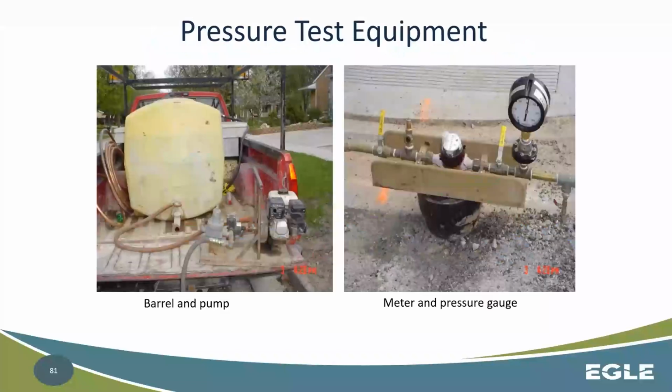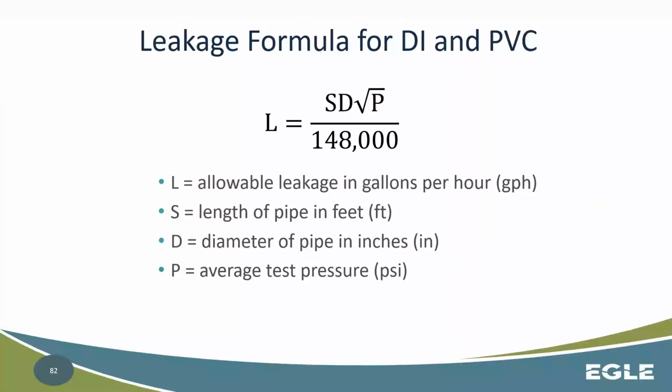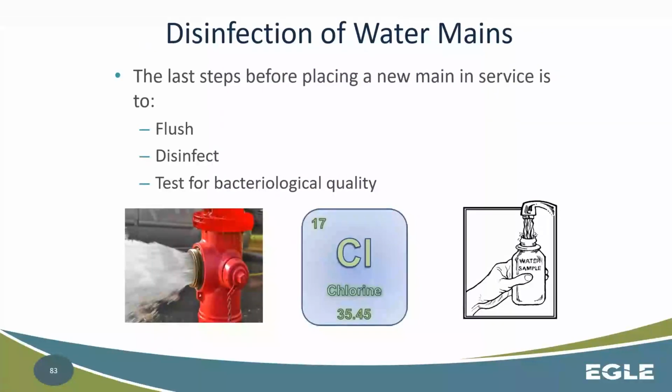Okay. This is just a real life example of that. So you have your tank here. It doesn't look to be calibrated to any sort of volume. But it has this pump here, and it has a meter here and a PSI gauge. So you're getting both items addressed as you're going through that process. Okay, both leakage and pressure testing. So, the leakage formula here, I'm not going to get into the details of that, but that can also be found in one of the AWWA standards, depending on what you're using. But that's the equation. Okay.